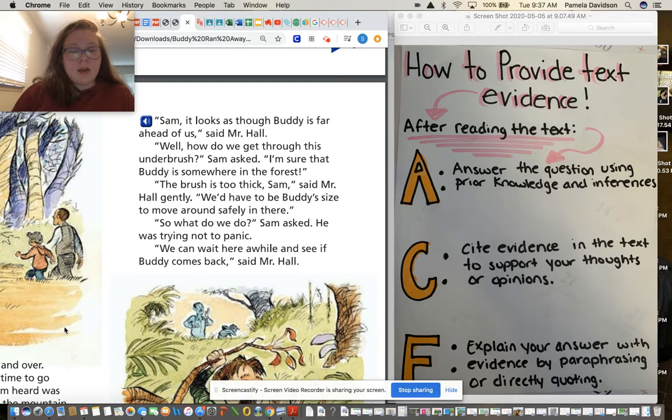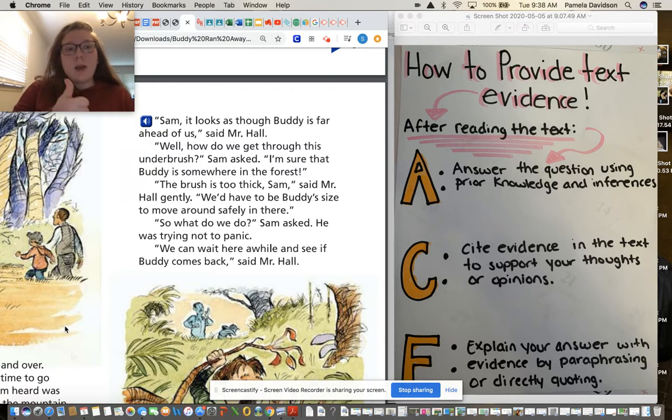Sam, it looks as though Buddy is far ahead of us, said Mr. Hall. Well, how do we get through the underbrush? Sam asked. I'm sure that Buddy is somewhere in the forest. The brush is too thick, Sam, said Mr. Hall gently. We'd have to be Buddy's size to move around safely in there. So, what do we do? Sam asked. He was trying not to panic. We can wait here a while and see if Buddy comes back, said Mr. Hall.